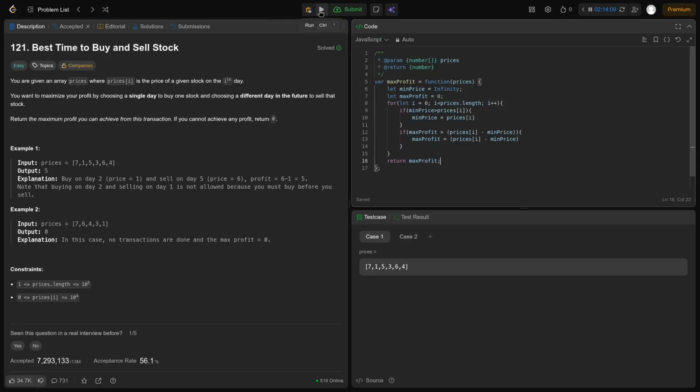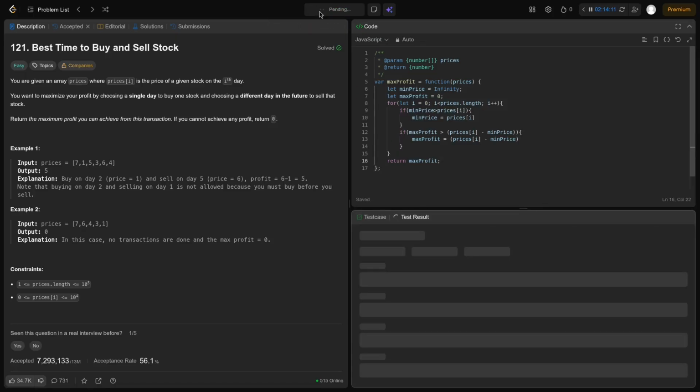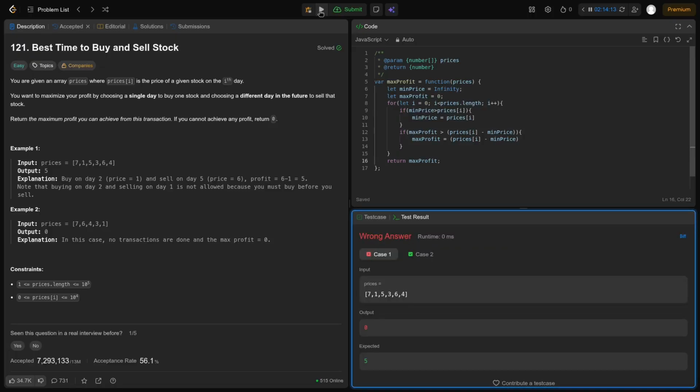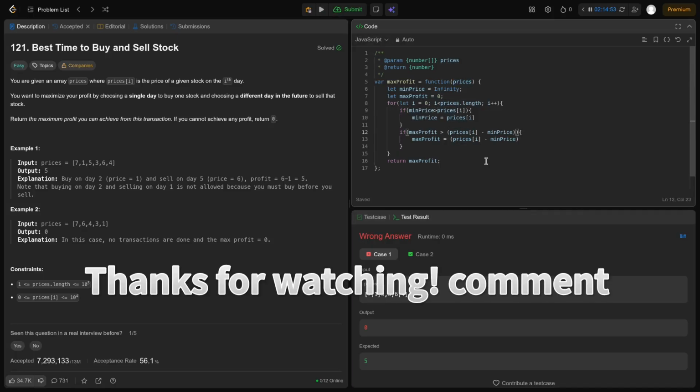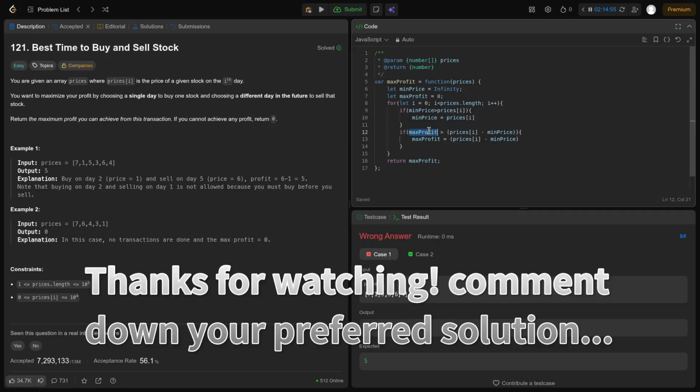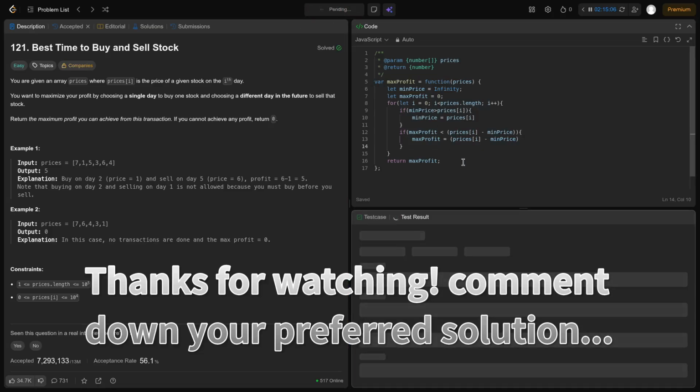Let's see if this solution works. Okay, so here the error is that max profit should be smaller than the current profit. The current profit is the current price minus the minimum price. Only then will we assign the maximum profit. So that will solve this question.